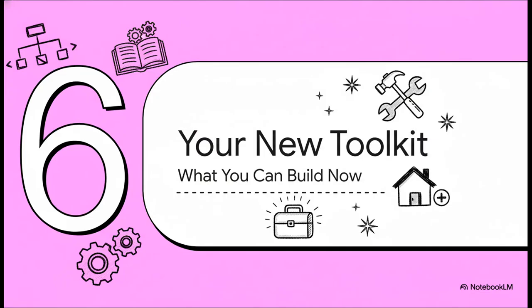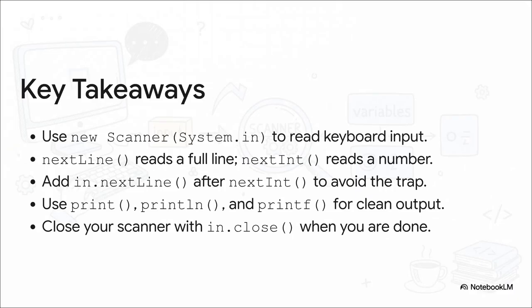So let's just step back for a second and look at everything we've accomplished. You haven't just learned a new command or two. You've unlocked an entirely new category of programs that you can now build. Let's do a quick recap of your new toolkit. Here's the cheat sheet. You know how to create a scanner to listen to the keyboard. You know the most important methods for reading text and numbers.